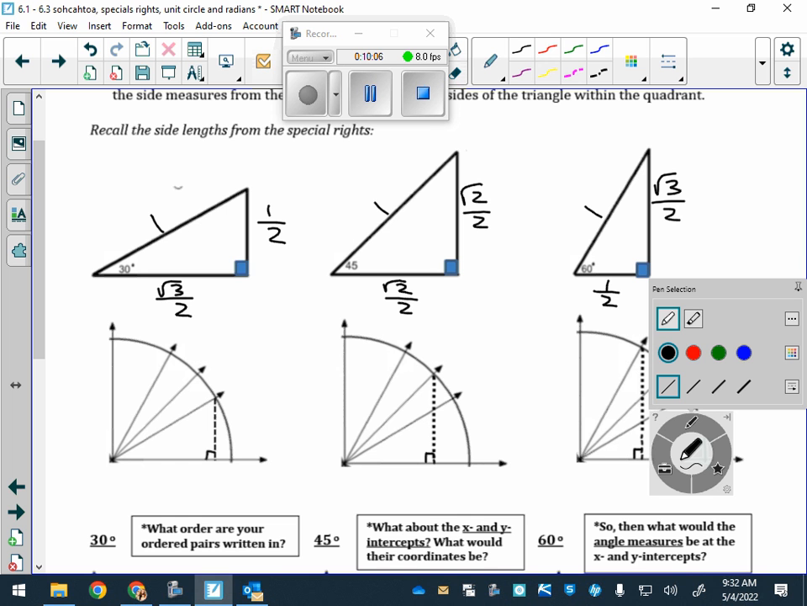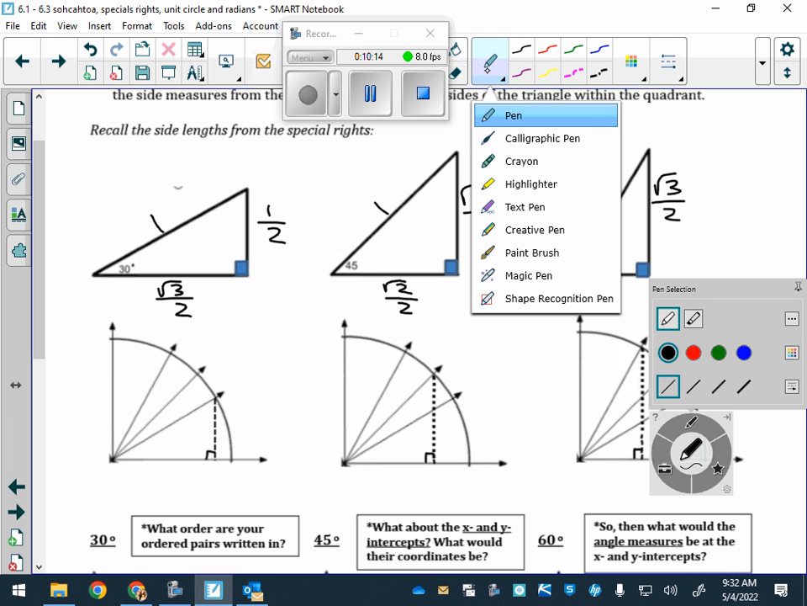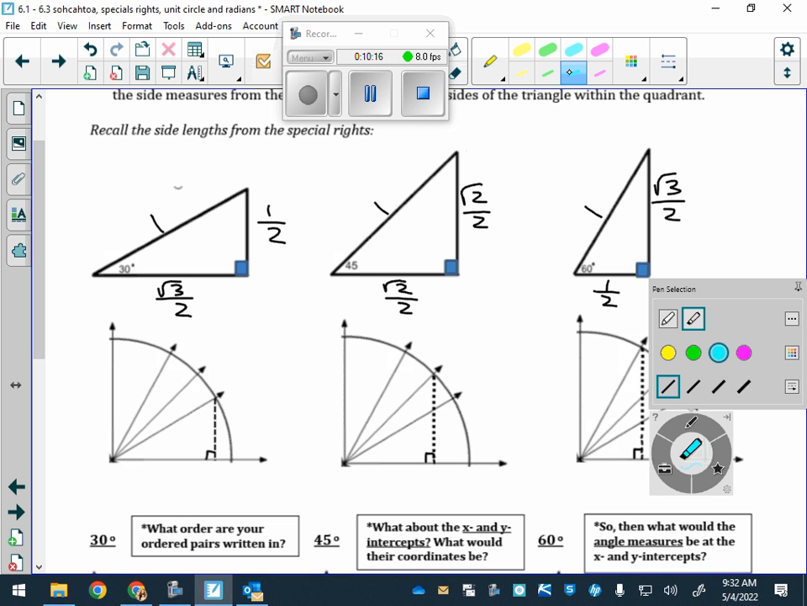Okay. So each of these triangles, I want you to choose a different color. I'm going to use the highlighter tool up here. And for my 30 degrees, I'm just going to use this color. You guys outline or make it noticeable. Okay. So use your first color with your 30 degrees. Just kind of outline in that color. For 45, use a different color. Okay. And for 60, use your last color.